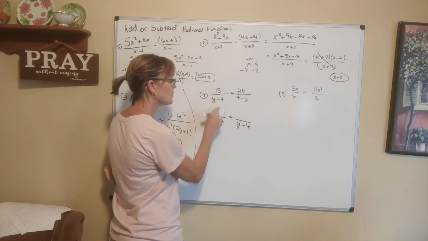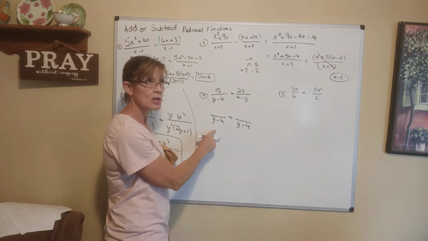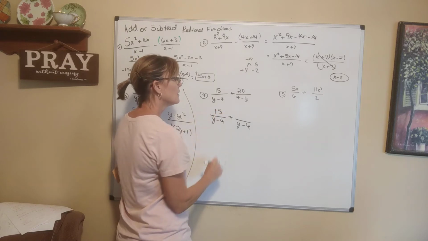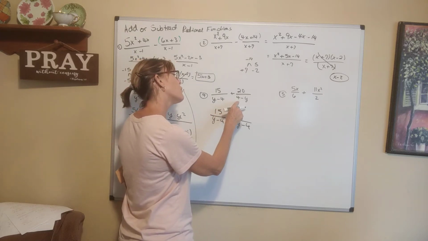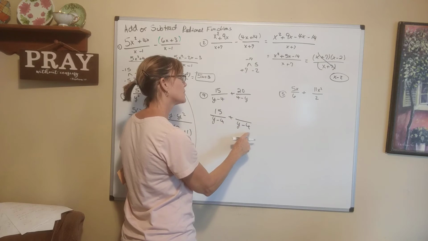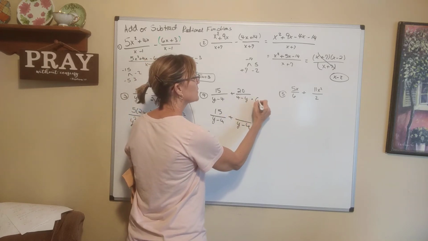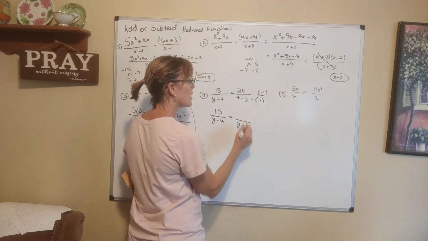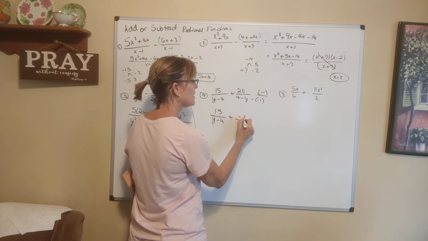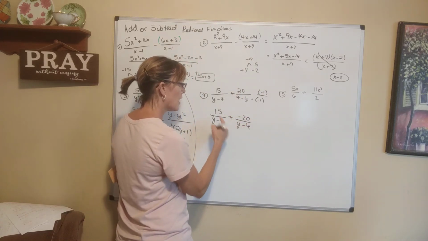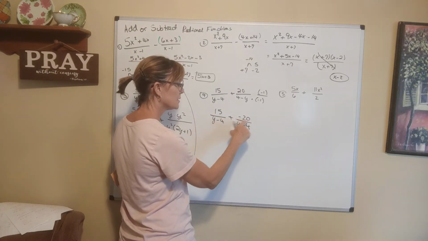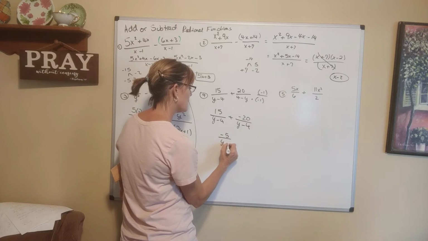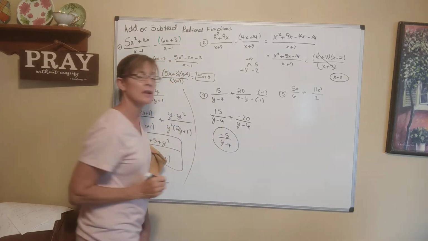All right, right here, this one looks like y minus 4. I haven't changed anything, so don't mess with the numerator. Leave it exactly the same. Right here, I changed 4 minus y to y minus 4. How did I do that? I multiplied this by a -1, so I have to multiply the numerator by a -1. That means this is going to become a -20. So I have 15 minus 20, which is a -5 over y minus 4. That's what that one's going to be.